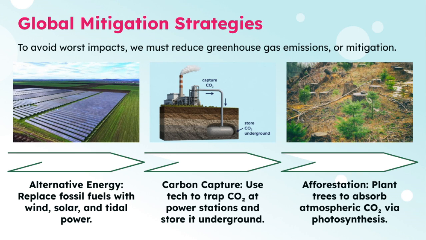A third strategy is afforestation. Afforestation means planting trees. Trees absorb carbon dioxide from the atmosphere during photosynthesis and store carbon in their trunks, branches, roots, and soils.